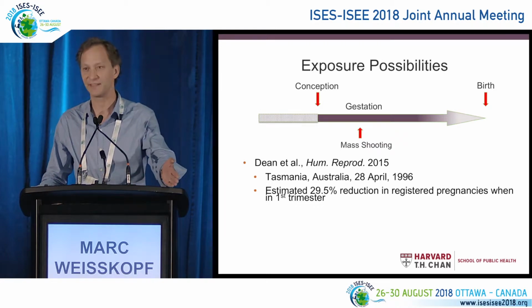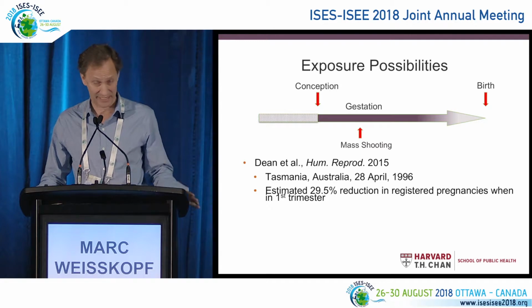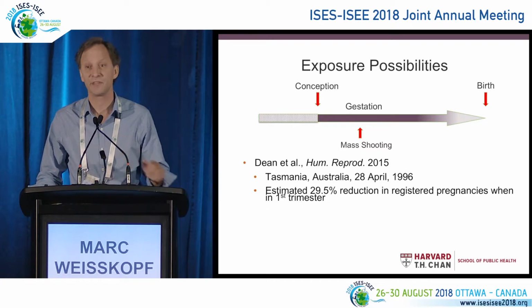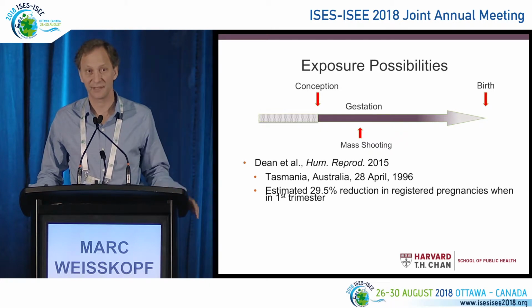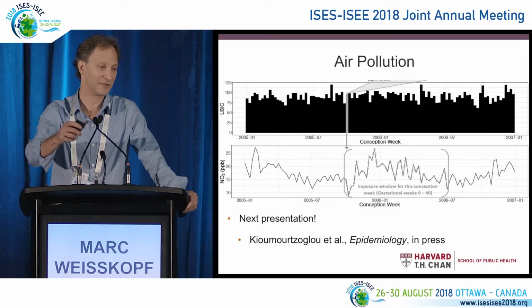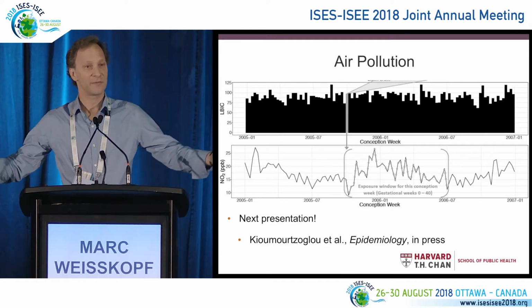They're saying registered pregnancies here is essentially what I'm calling these live birth identified conceptions, and they found that if that mass shooting occurred in the first trimester, there was about a 30% reduction in the live birth identified conceptions, or registered pregnancies. The other thing we can do, very interestingly, which Marianthi is going to describe in much more detail next, is we could look at something like air pollution.